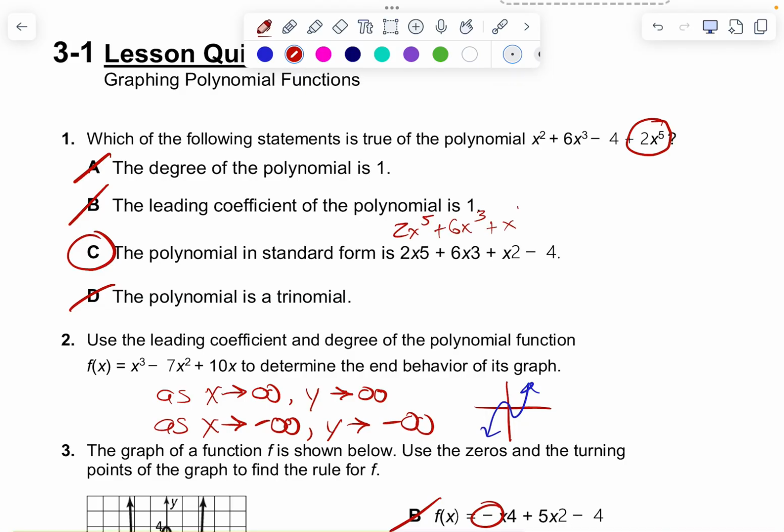So just as a quick review, what would the end behavior look like on that one? Just do your arms.